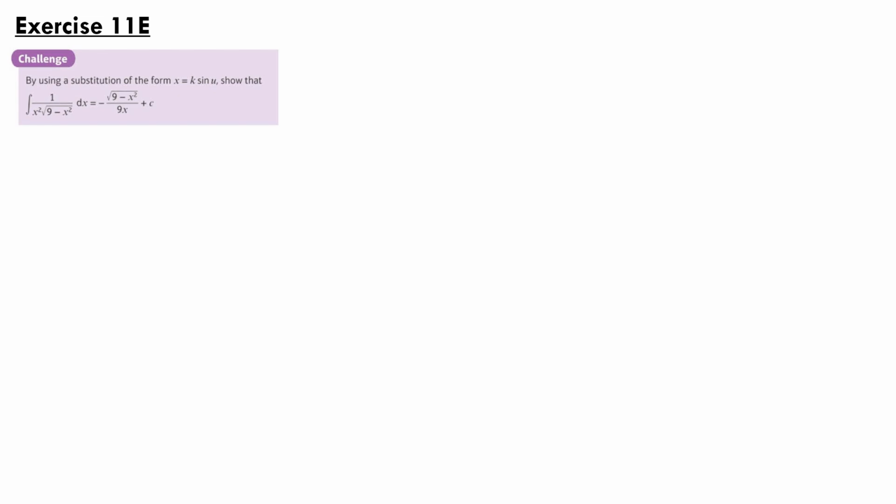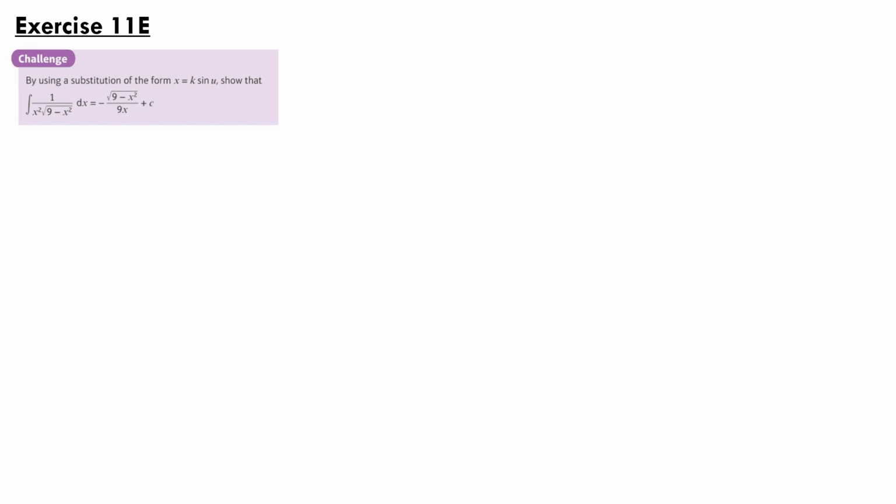Okay, and our next question is from exercise 11e. By using a substitution of the form x equals k sine u, show that the integral of 1 over x squared times the square root of 9 minus x squared dx is equal to minus the square root of 9 minus x squared over 9x plus c.